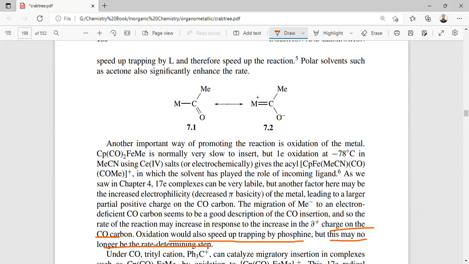So here, using the oxidant will increase the electrophilicity of the metal. So on oxidation, the electrophilicity of the metal will increase. That will increase the delta positive charge on the CO carbon. That will help to facilitate the insertion reaction.